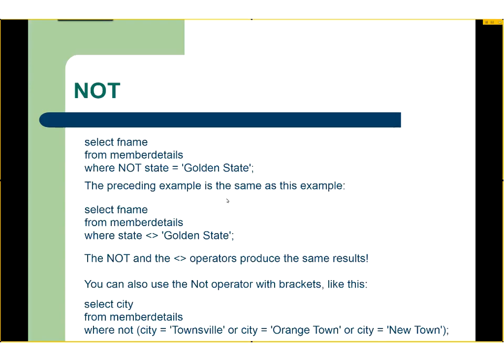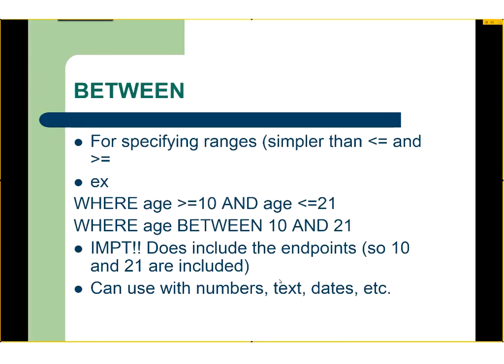Both of these are the same. You can say not state equals Golden State or where state does not equal Golden State. Exact same results. And you can use your parentheses again, not brackets, parentheses. It says brackets, but parentheses. So I want everybody that's not in one of those three towns. I could just say city equals this or that or that, not. And then when you do that, it negates it. Just remember that negates it.